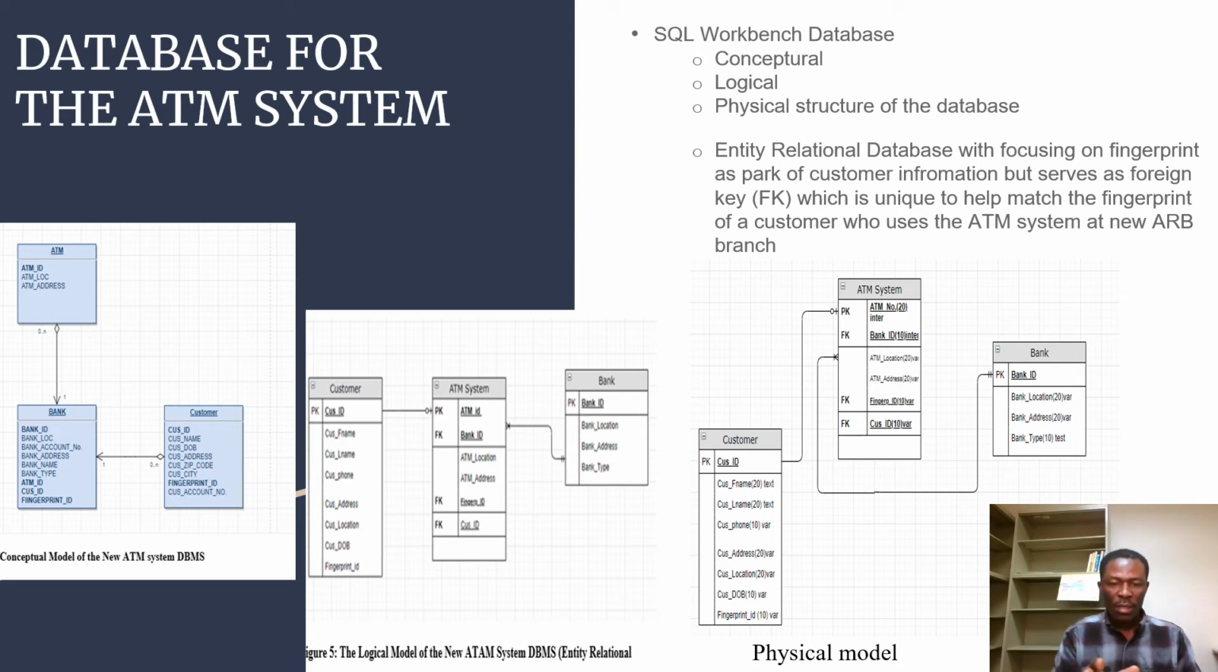And so the bank and the customer all have their IDs in the system as foreign keys, and the fingerprint plays the central role in this project. When you come to the physical model, that is how the actual design is going to be. The physical model comes with the primary keys and the foreign keys, as well as the data types and data size of the database. And I used SQL Workbench to create the database.